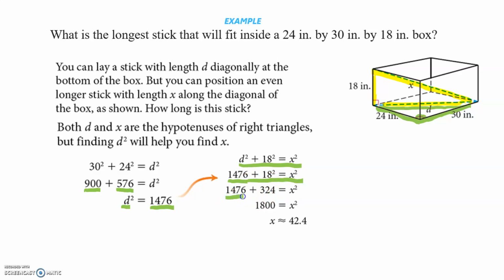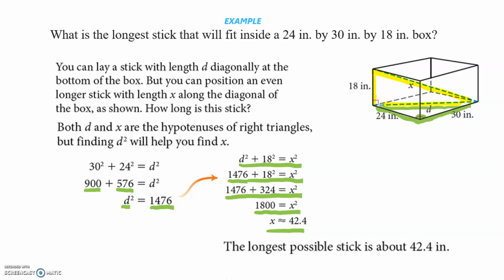Then in the next step, they do 18 squared is 324. When they add those together, they get 1,800 is equal to that X squared. And then when they take the square root of both sides, X is equal to 24.4. And so the longest possible stick is about 24.4 inches.